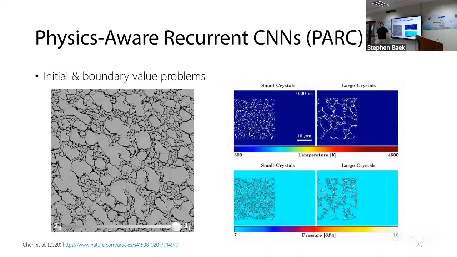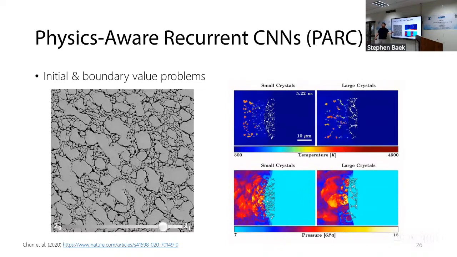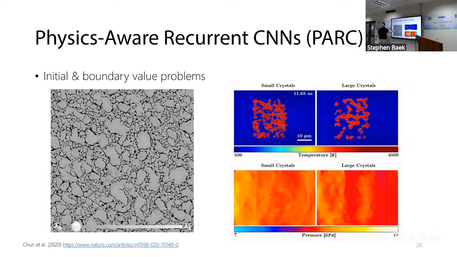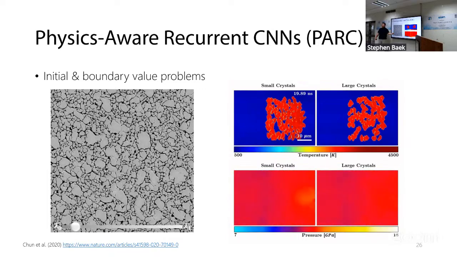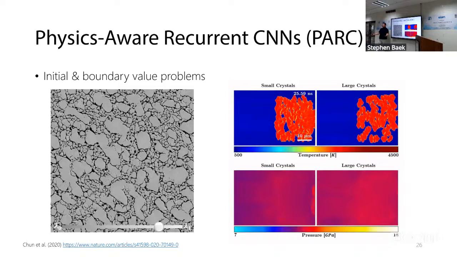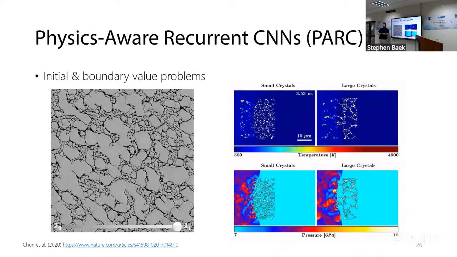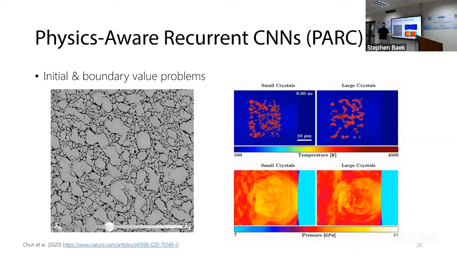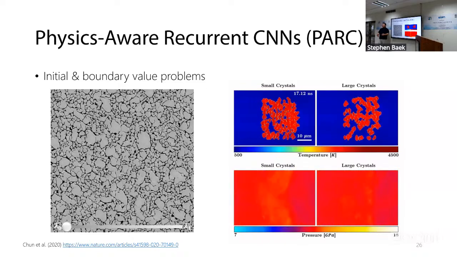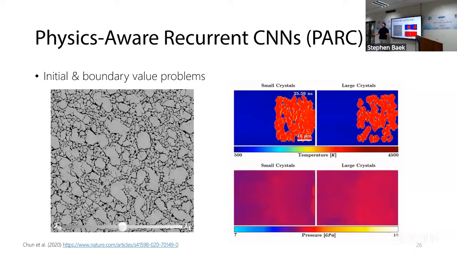If you're a materials scientist studying this problem, that can be really frustrating. You change the microstructure and you have to wait about a day. You come back, you get the result, and then you have to change the microstructure and run it again. It's going to take forever, and realistically, it's impossible.